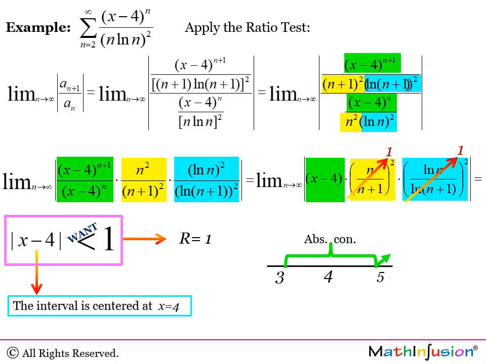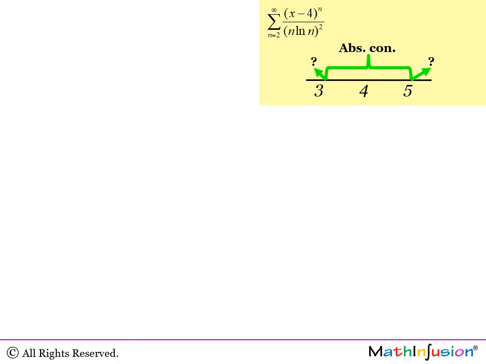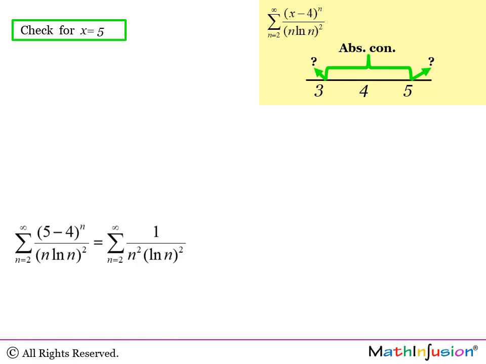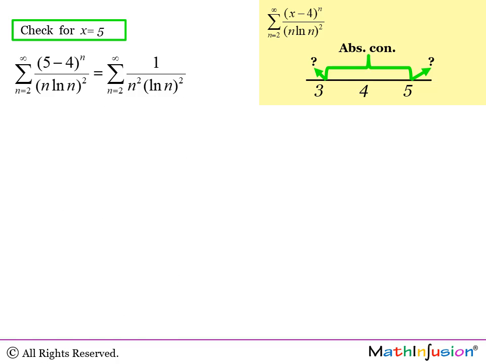But obviously we have no idea about the convergence of this series at x equals 3 and at x equals 5. For this we will need to check the two endpoints. We will start by checking the endpoint at x equals 5. When we substitute 5 for the x, we are creating a new series which is not a power series. It does not contain x.